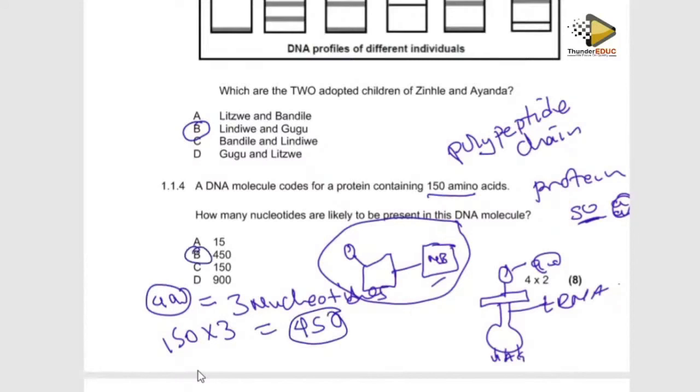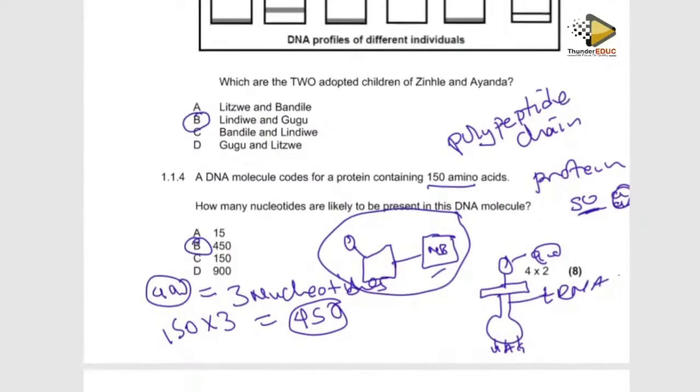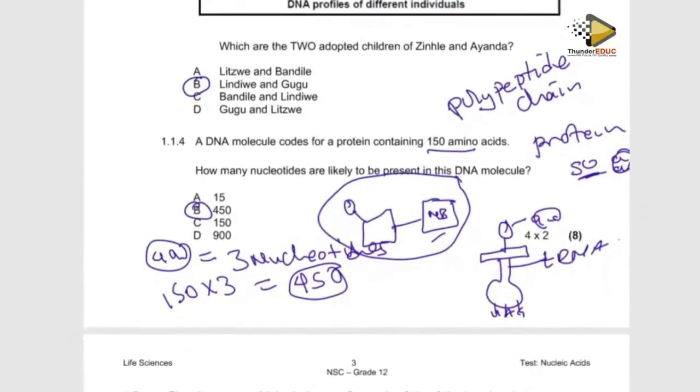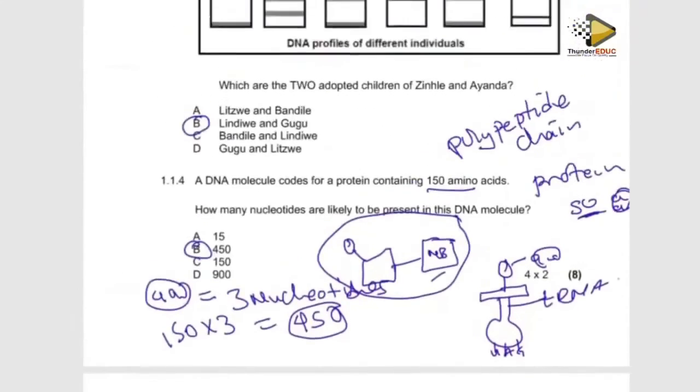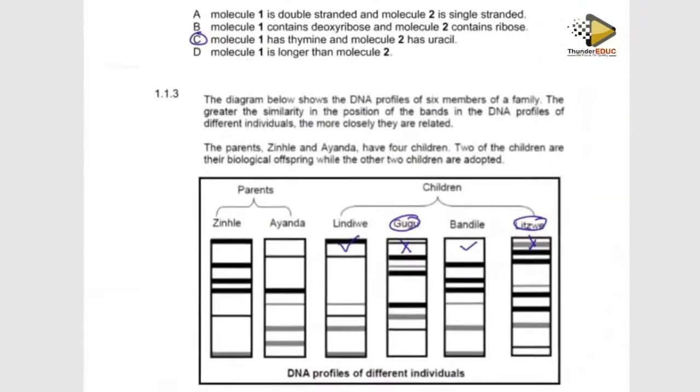Sometimes we bring the nucleotides and we ask you how many amino acids are there. Sometimes we bring the bases, the codons, and then we ask you how many transfer RNA are going to be there. So we can bring the question from a different angle. So now we have seen the answers of this.